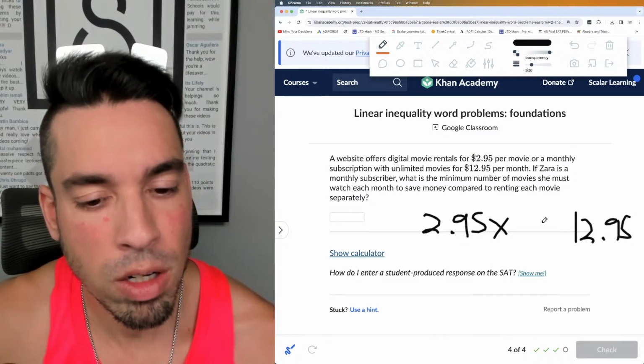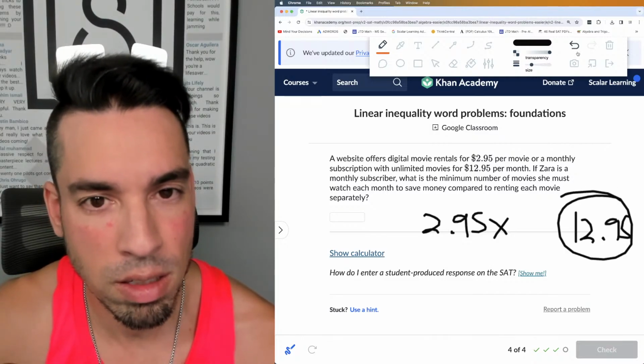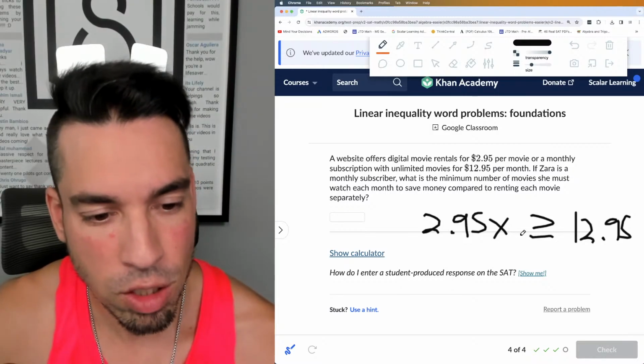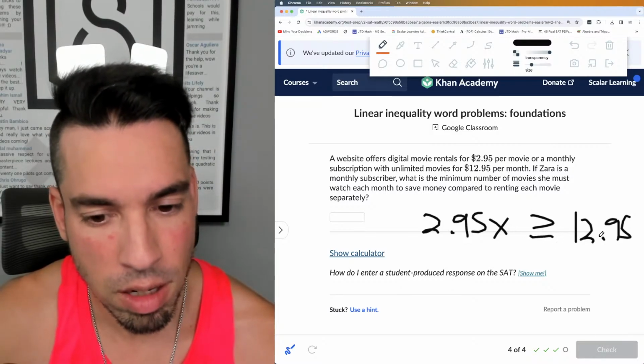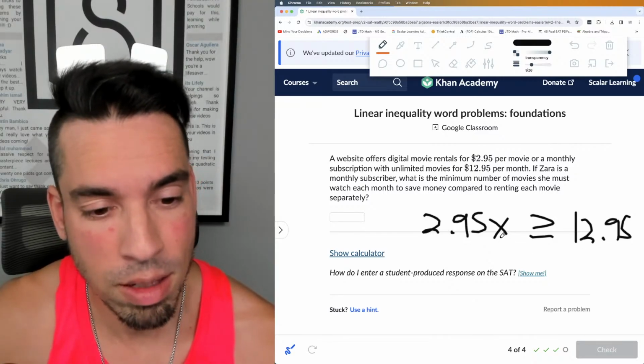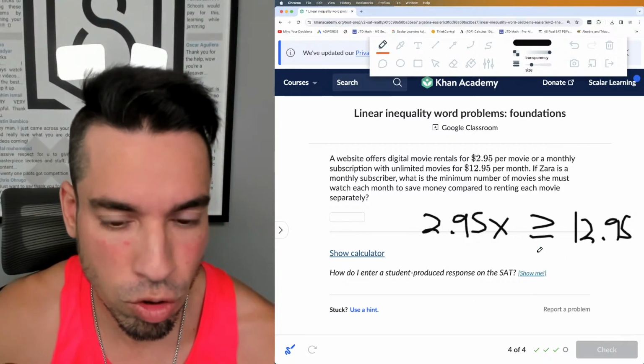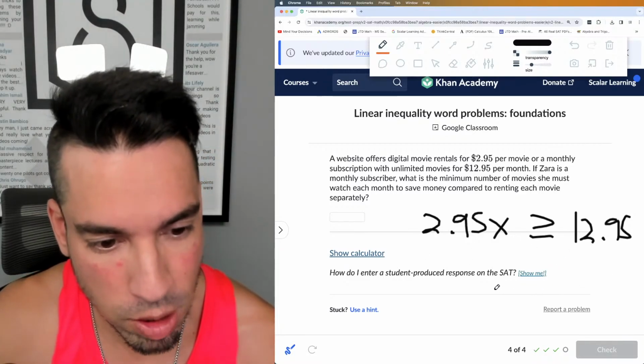So we want to know, when is this going to be less than or equal to this, right? Because as soon as this becomes less, then we know, all right, this is a better deal. So we just basically solve this inequality. So we're going to isolate x by dividing both sides by 2.95.